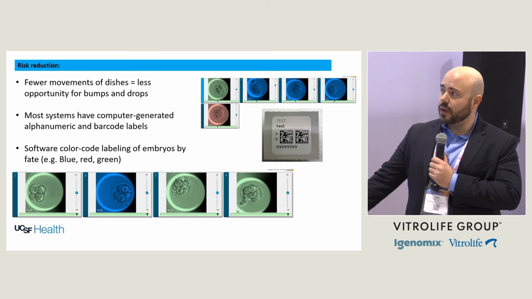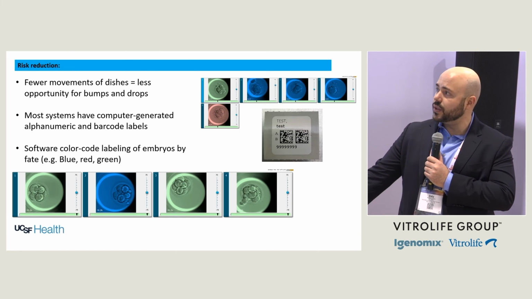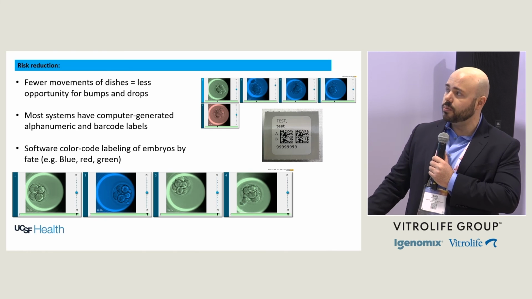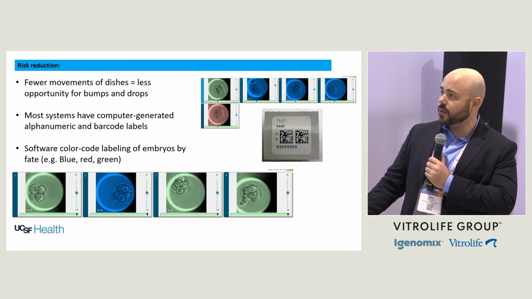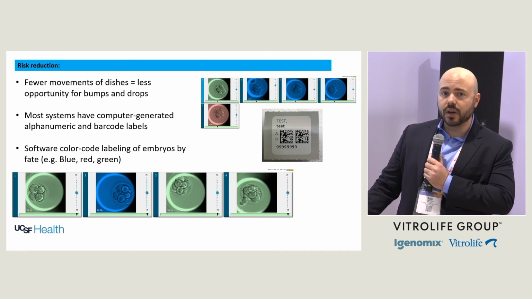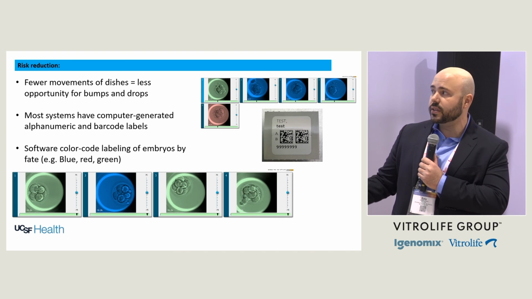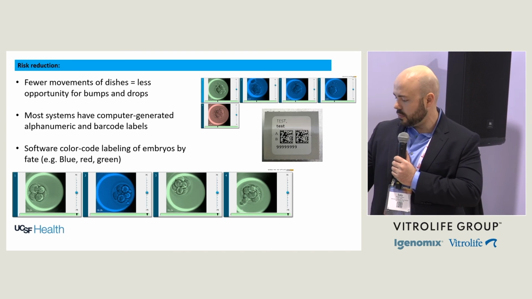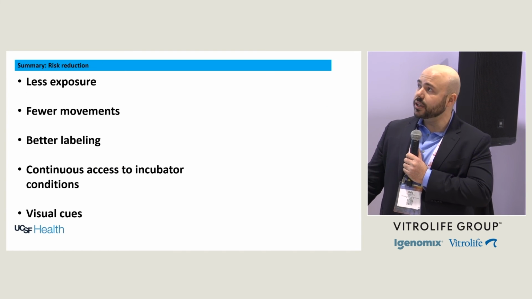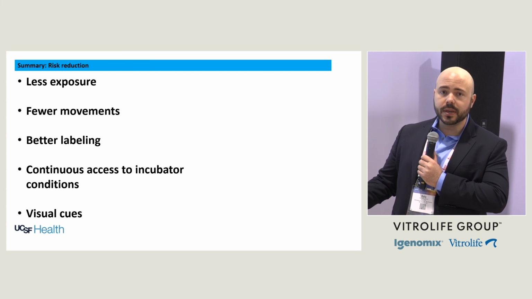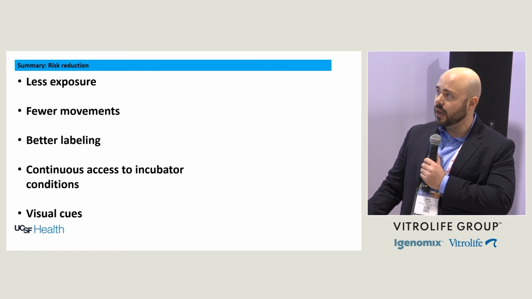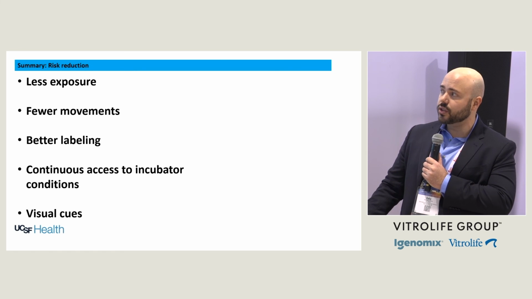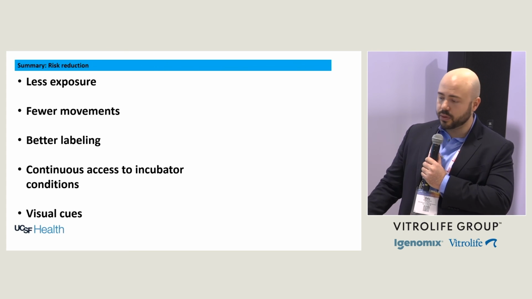Another thing that the time-lapse EmbryoScope system has is the color system, which allows you to put fates into your embryos. If you're going to freeze, it's the blue color. If you're going to transfer, it's your green color. And if it's going to be an embryo that's not viable, we select red. So as a summary here, you're going to have less exposure, fewer movements of those gametes and embryos between hands, a better labeling system, and continuous access to your incubator conditions. And also you have a lot of visual cues on what's happening with your embryos.